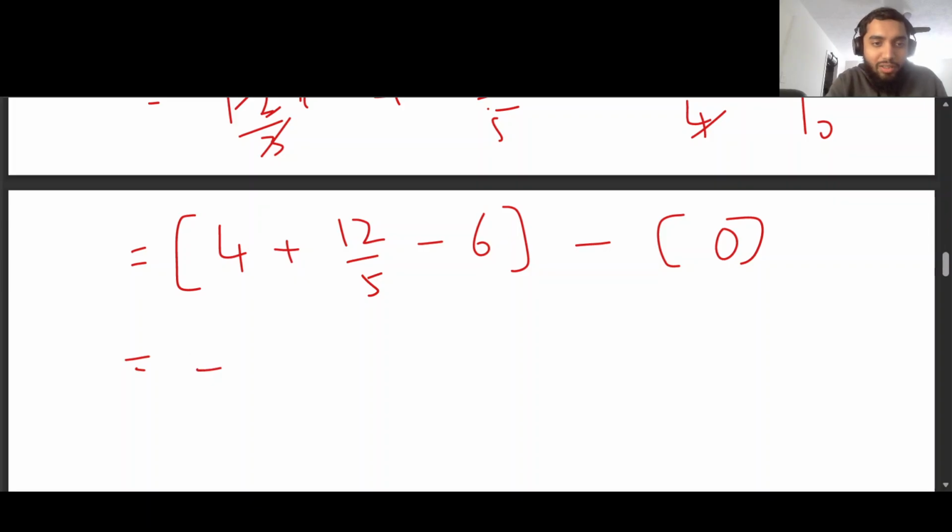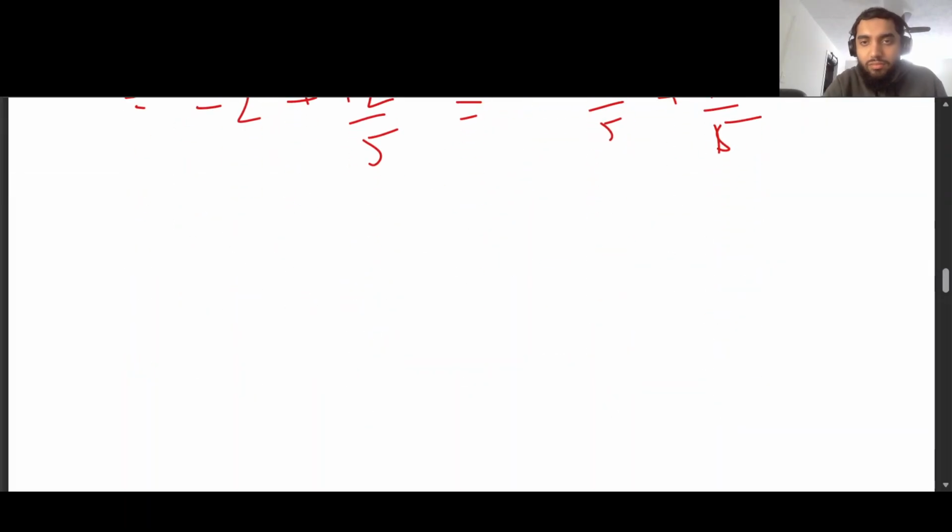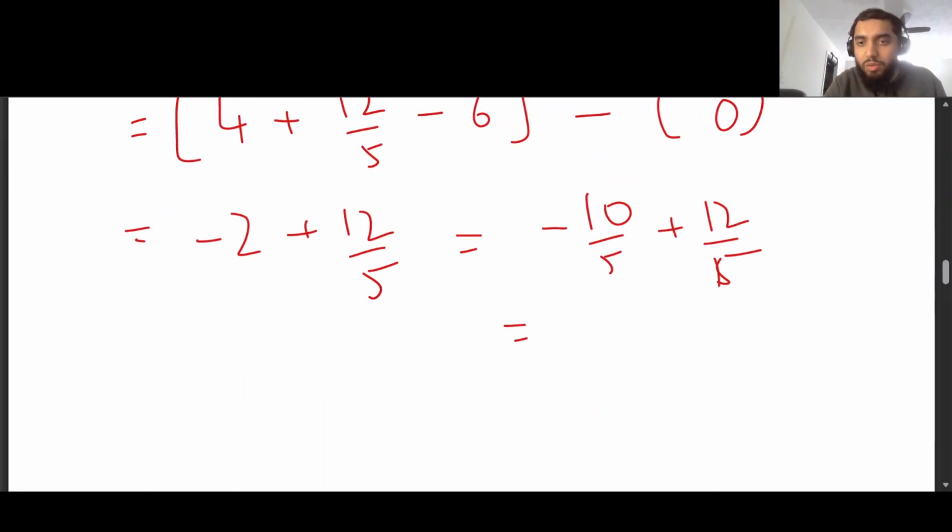Solving for the final answer is going to be minus 2 plus 12 over 5, which is minus 10 over 5 plus 12 over 5. That's going to solve to 2 over 5, which is your final answer.